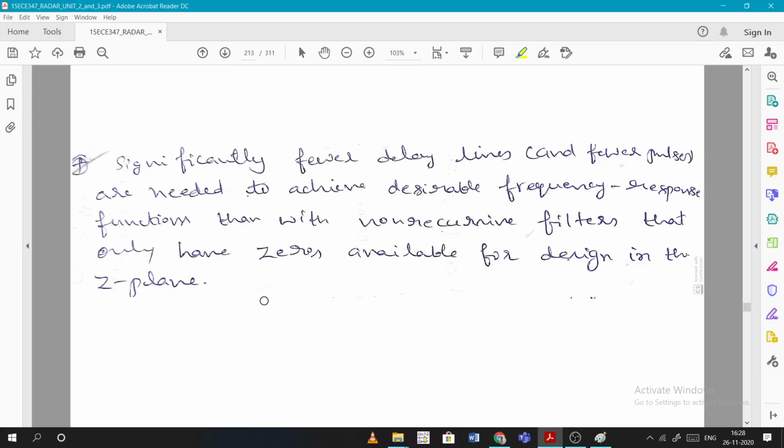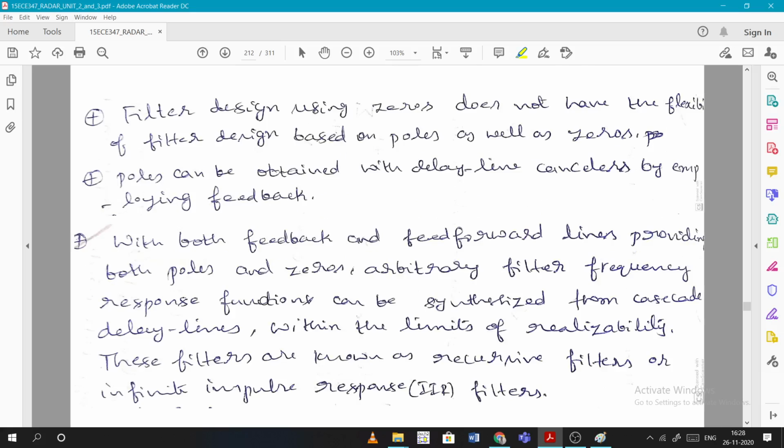Significantly fewer delay lines are needed to achieve the desired frequency response function than with non-recursive filters, which only have zeros available for design in the z-plane. Basically, we require only fewer delay lines while achieving the same desired frequency response. We can see that here.